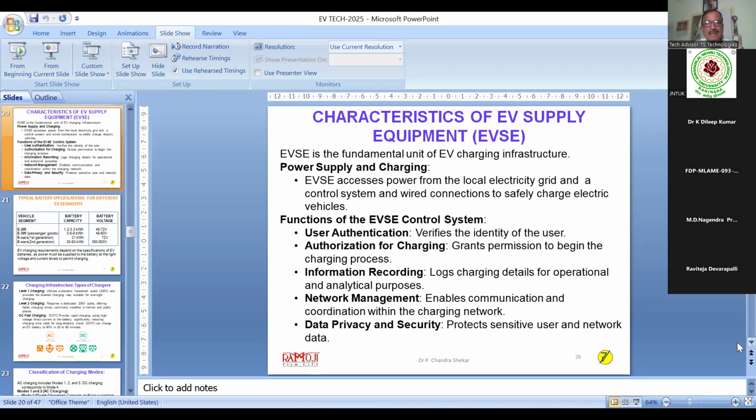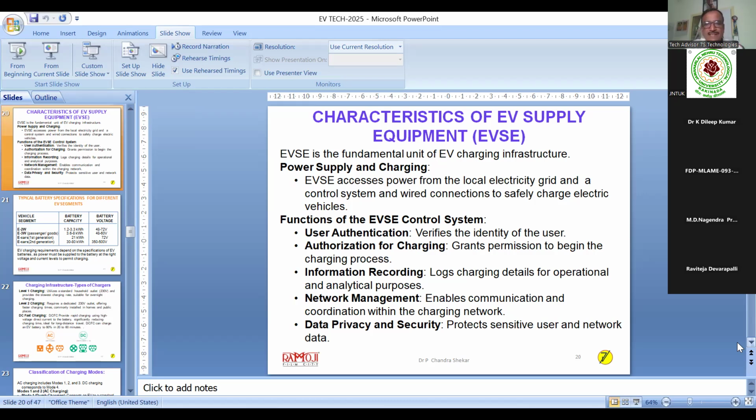Network management enables communication and coordination within the charging network. That means, suppose we are in Hyderabad city, there are hundreds of chargers. How do I know, as I am traveling from one area to another? Each station has four-car capacity. Now I assume that the next station is free, but already 4 vehicles are there. This network management will guide you that the next station already has 4 vehicles. Better you go back or take the next station.